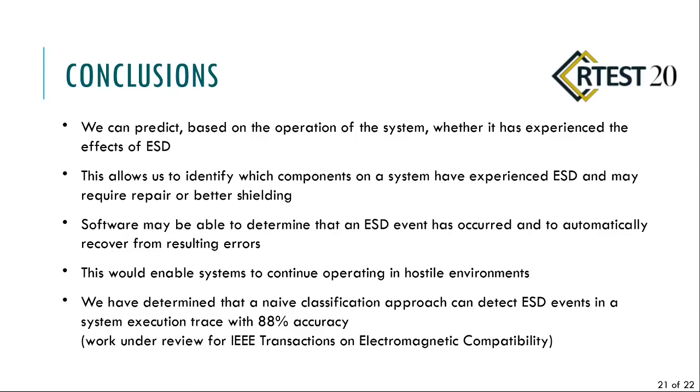So from here, we would like to be able to predict, based on the operation of the system, whether or not it's experienced the effects of ESD. To reverse the relationship, instead of saying this trace was exposed to ESD, is it different? We say this trace is different, so it's probably exposed to ESD. This could allow us to identify which components on a system have experienced ESD and might require repair or better shielding, particularly if you've instrumented a number of peripherals. And we might be able to determine that an ESD event has occurred automatically using software, and to recover from those resulting errors, which would allow the system to operate in hostile environments at the cost of reduced performance.